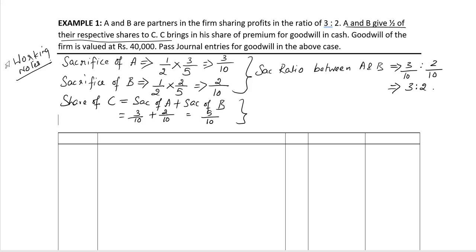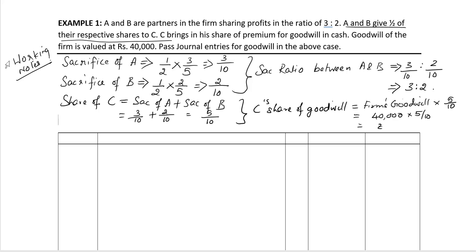And therefore, C's share of goodwill is equal to the goodwill of the firm multiplied by his share, which is 5 by 10. So it comes up to 40,000 rupees into 5 divided by 10, which is equal to rupees 20,000. So let's pass the journal entries.